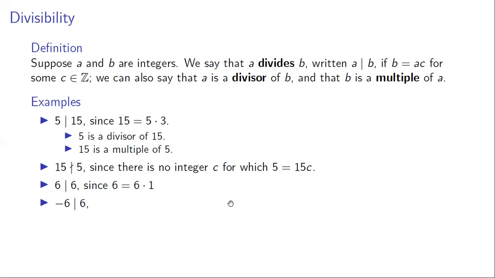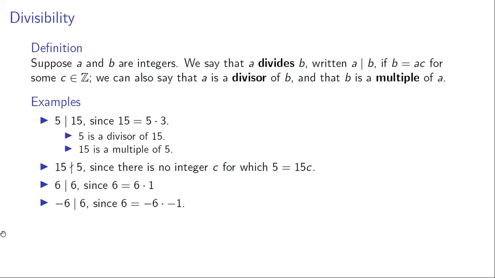Negative 6 also divides 6. So again, here, our a is negative 6 and our b is 6. So we need 6 to be equal to negative 6 times an integer. Let's see if we can do that. And we can. 6 is equal to negative 6 times negative 1. Negative 1 is an integer, so this works.